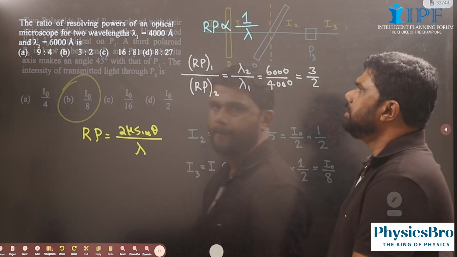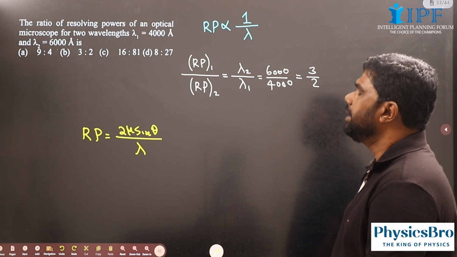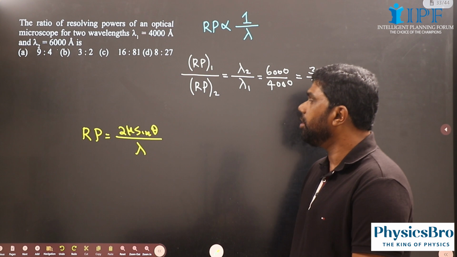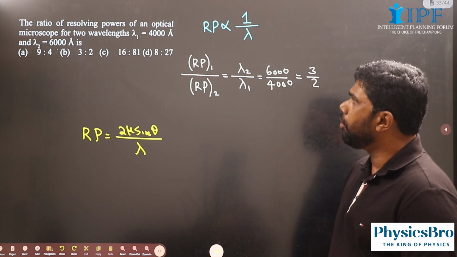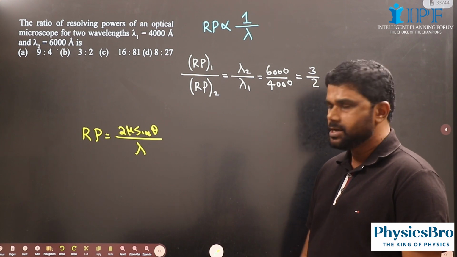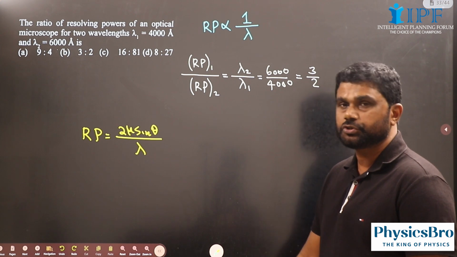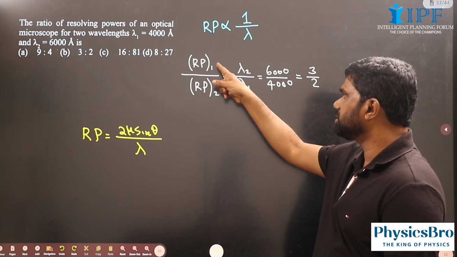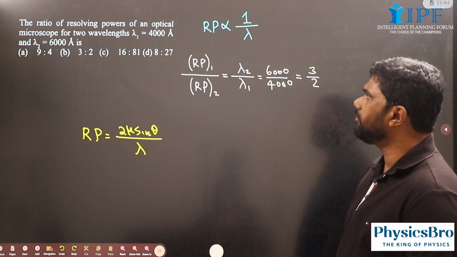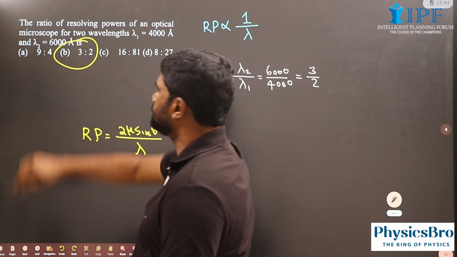The ratio of resolving powers of an optical microscope for two wavelengths, lambda 1 4000 angstroms and lambda 2 6000 angstroms, is? Resolving power for a microscope is 2 mu sin theta divided by lambda, and 2 mu sin theta is called the numerical aperture. Anyway, resolving power is proportional to 1 by lambda. So resolving power for the first divided by resolving power for the second is equal to lambda 2 by lambda 1, equal to 6000 by 4000, that is 3:2.